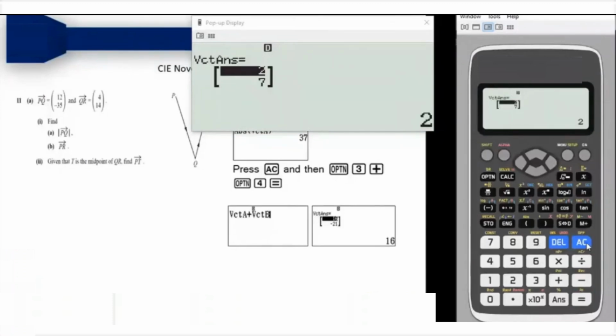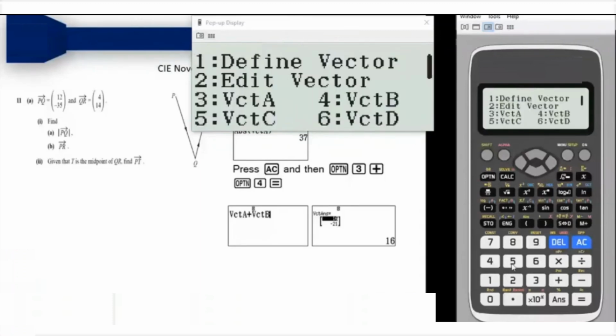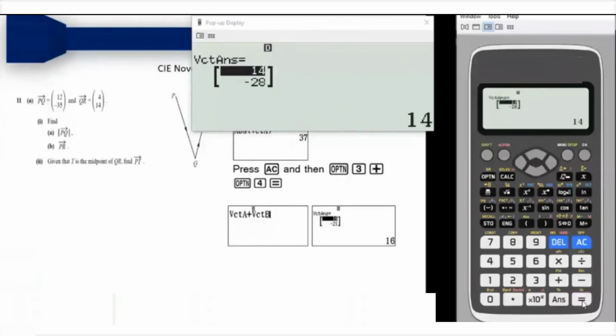Agreed? So what I did now was I will apply the head to tail rule again. I will start with P. I will end with T. So PQ plus QT. So PQ is option 3, which is vector A, and QT is vector C, which is option 5. And this is the result. On the other hand, this was one strategy, one way of doing it.